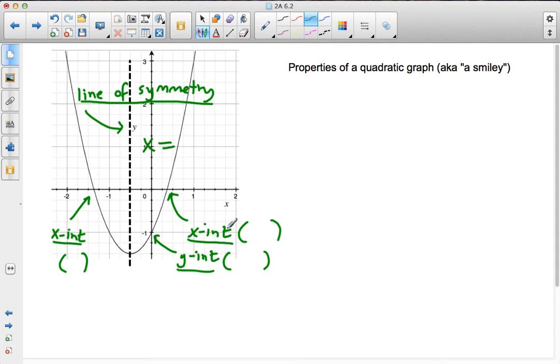y-intercepts. Now, the last point that we're going to be talking about is this point right here. That is known as a minimum point. And that is also referenced as an ordered pair. So remember your x comma y, and so on. Except your line of symmetry, which is an x equals.